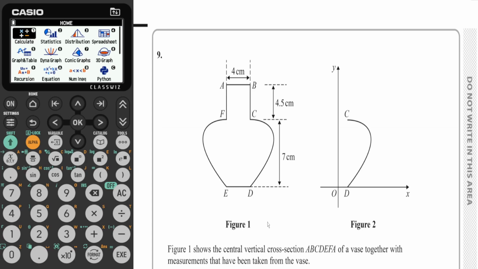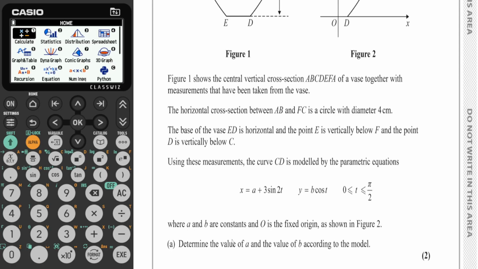Question number 9. Figure 1 shows the central vertical cross-section ABCDEFA of a vase together with measurements that have been taken from the vase. The horizontal cross-section between AB and FC is a circle with diameter 4 centimeters. And if that's the case, then the radius will be 2 centimeters.